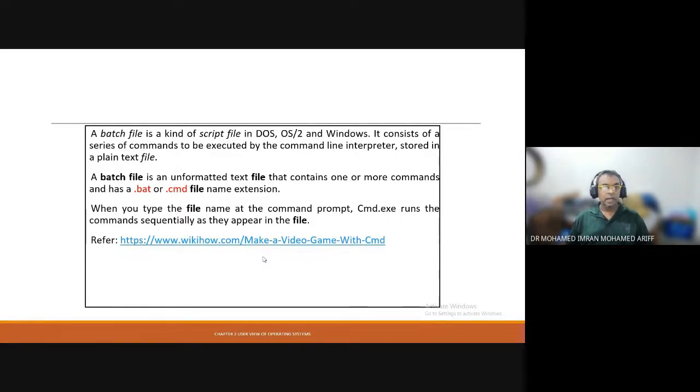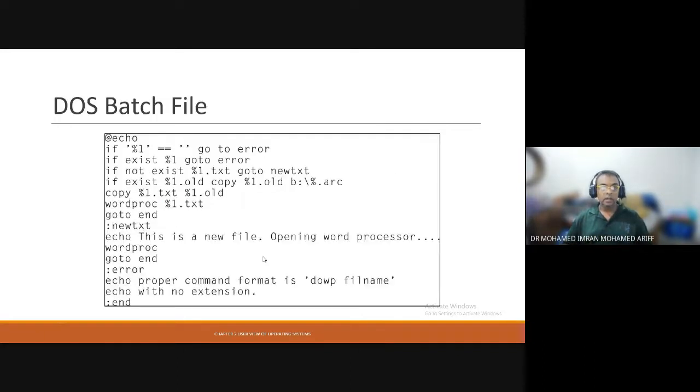Okay. So these are a batch file. A batch file is a kind of script in DOS. It contains a series of commands to be executed by the command line interpreter, stored in a plain text file. Okay. So you can see this batch file inside your system. The extension at the back is .bat. Okay, BAT. Alright. So this is an example of a DOS batch file. Okay, so this is an example.